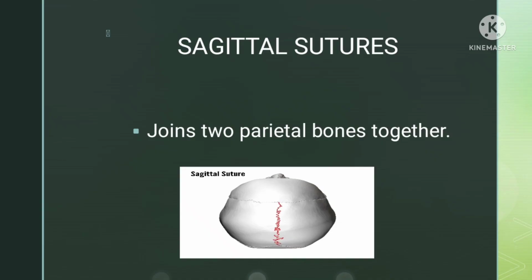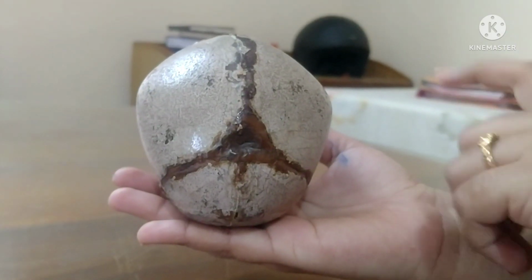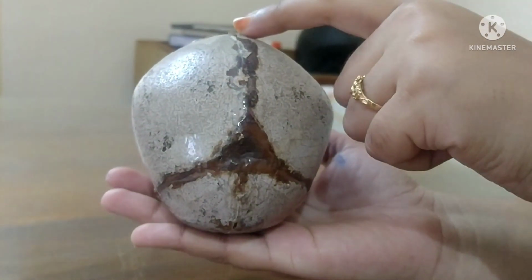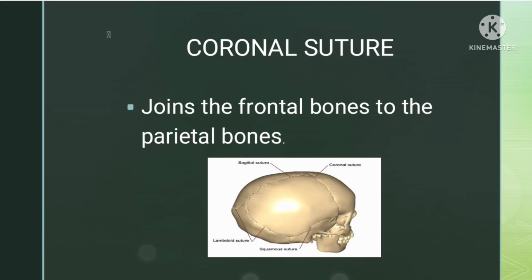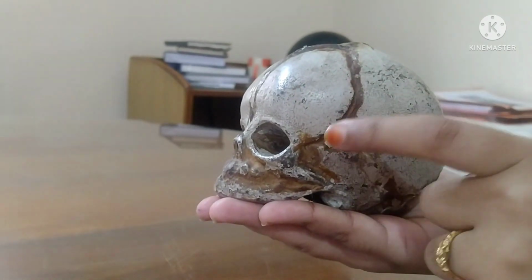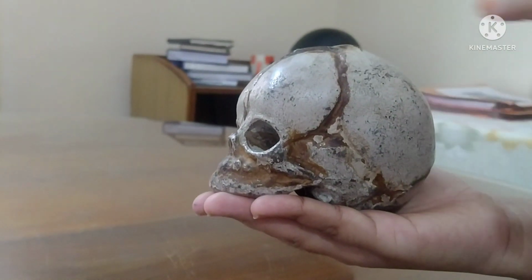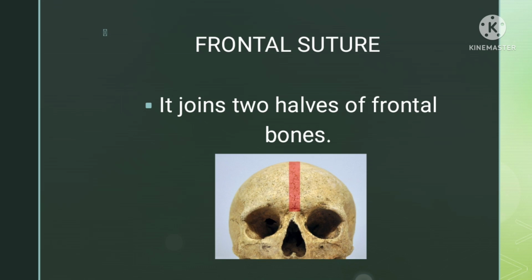Next is the sagittal suture. This suture joins 2 parietal bones together. Suture between 2 parietal bones. Next is the coronal suture. The suture joins the frontal bone to the parietal bone. Next is the last suture, the frontal suture. It joins 2 halves of the frontal bone.